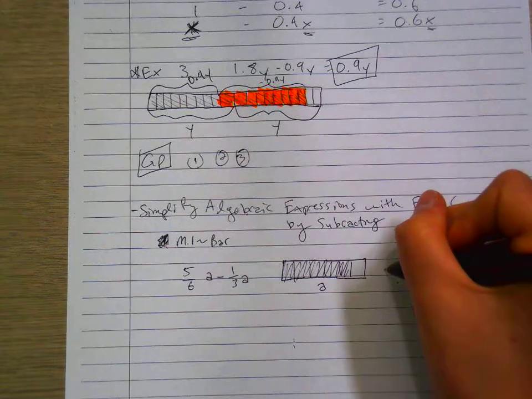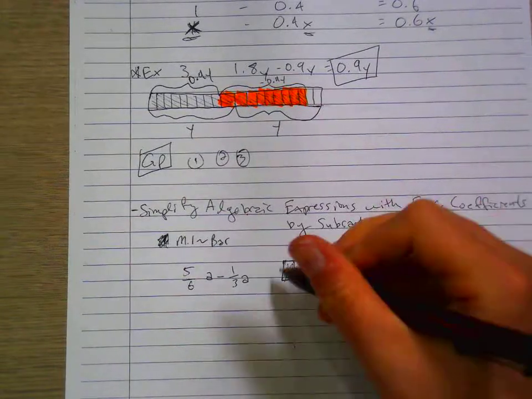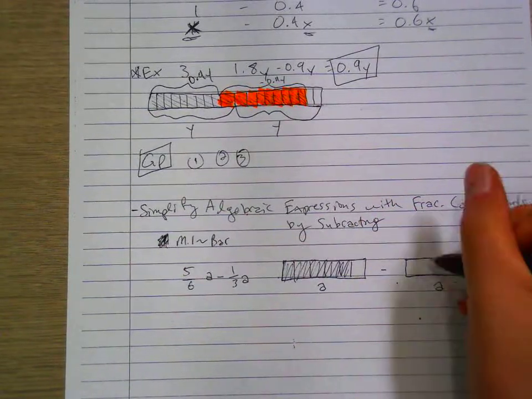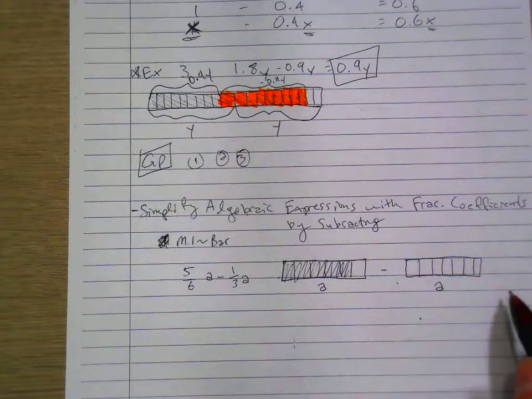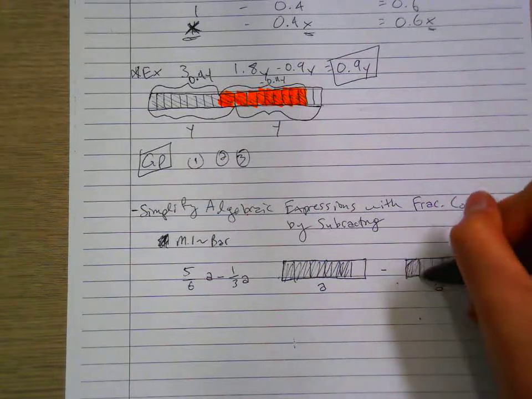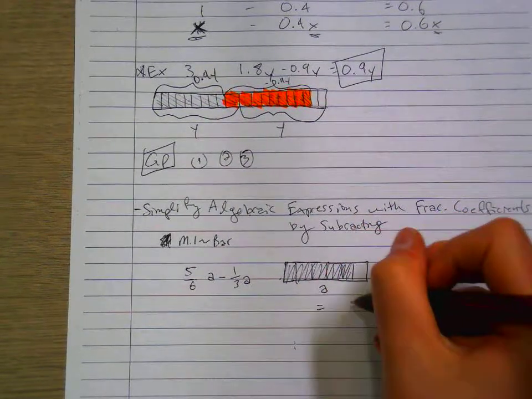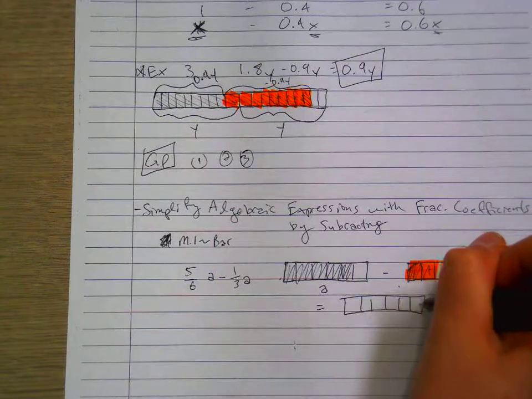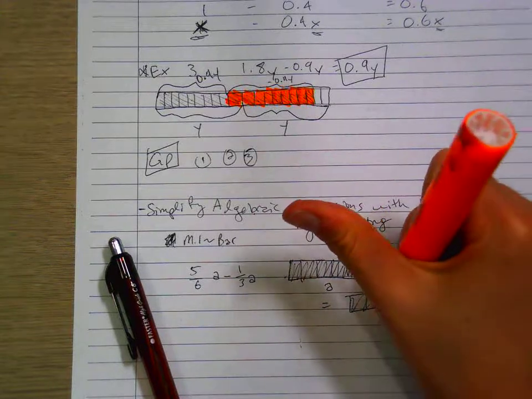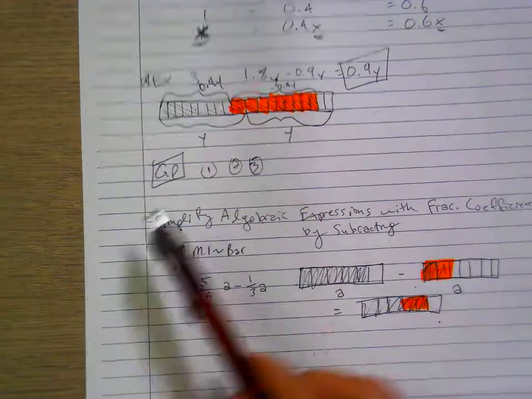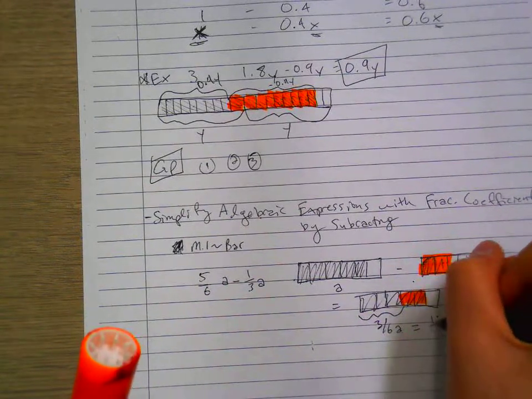Minus another A. Since we divided this one into 6, we also want to divide this one into 6, 1, 2, 3, 4, 5, 6. Now if I have 1/3 of this whole thing, it's going to fill in 2 of those boxes. And remember, those 2 are going to be negative. So my answer, 1, 2, 3, 4, 5, 6. Starting out with 5, if I take away 2 of those, it becomes 3/6 A, which is equal to 1/2 A, and that is our answer.